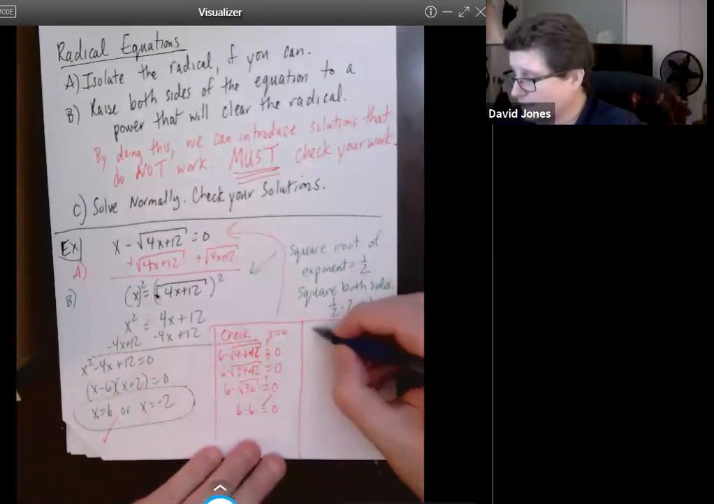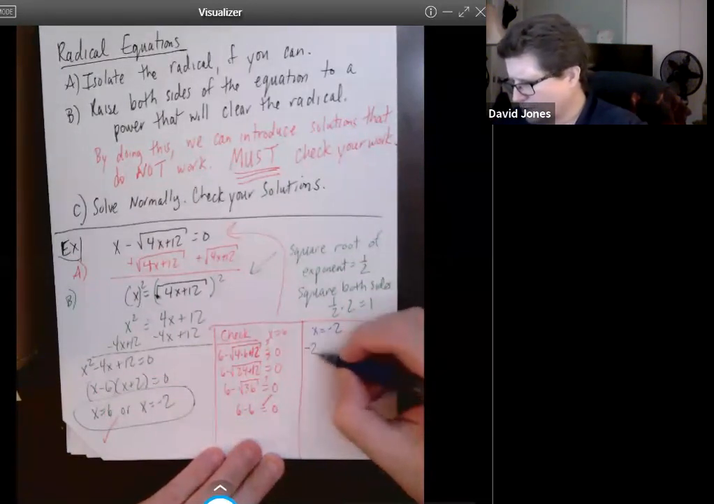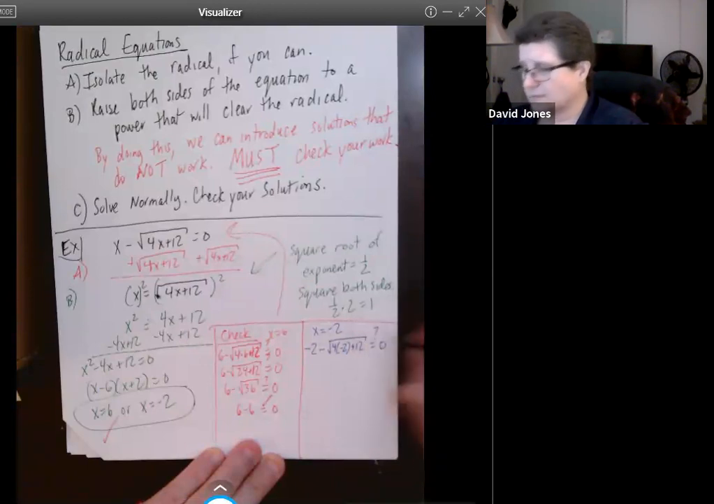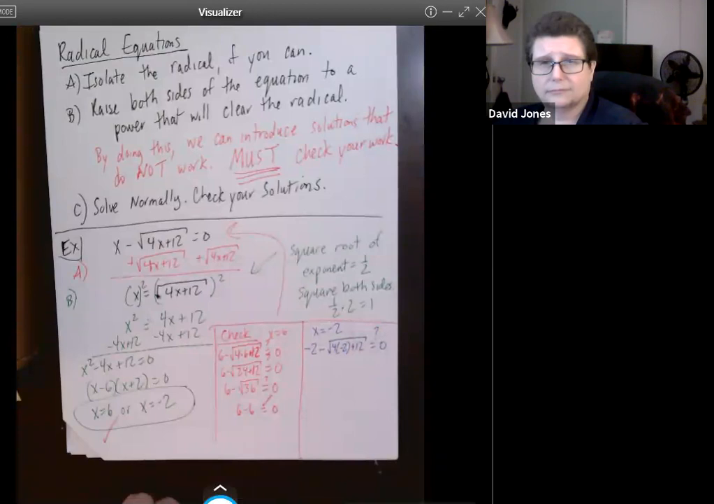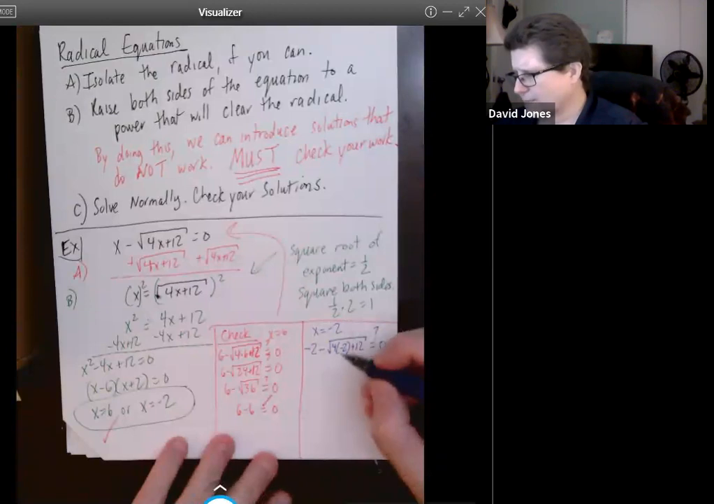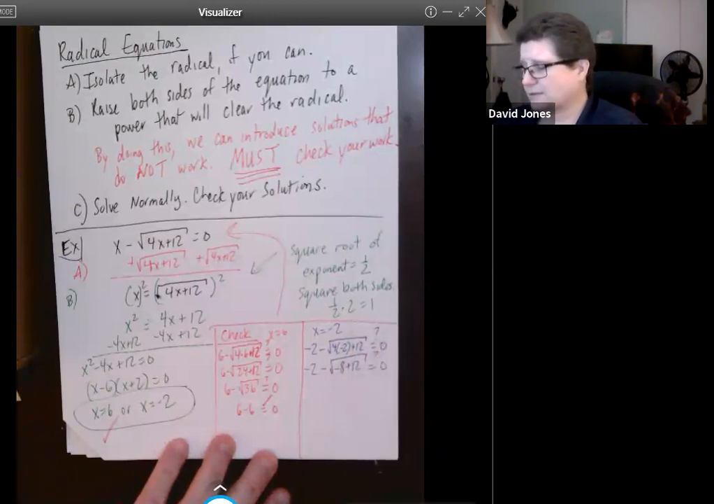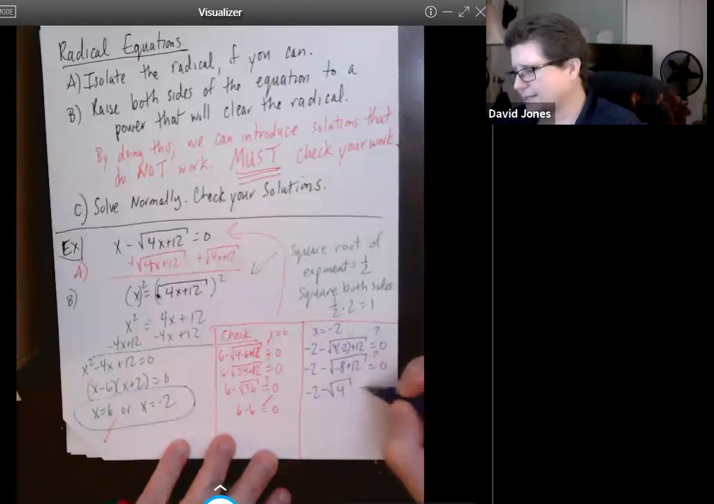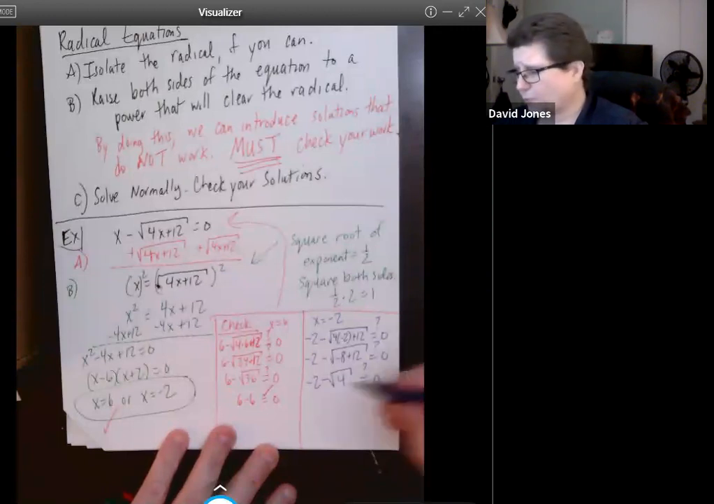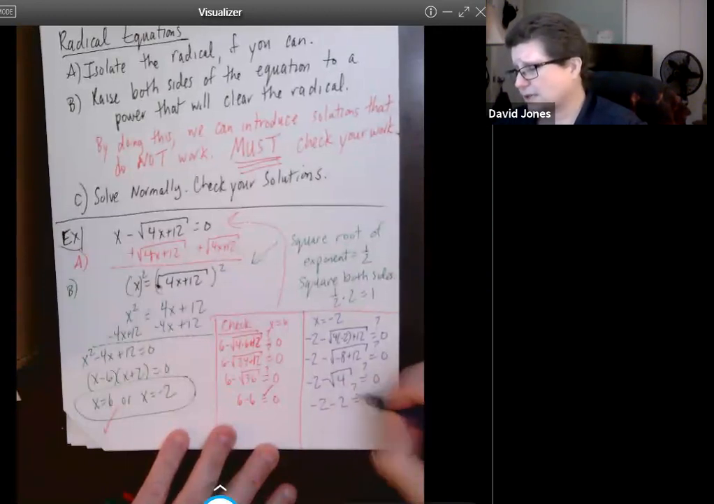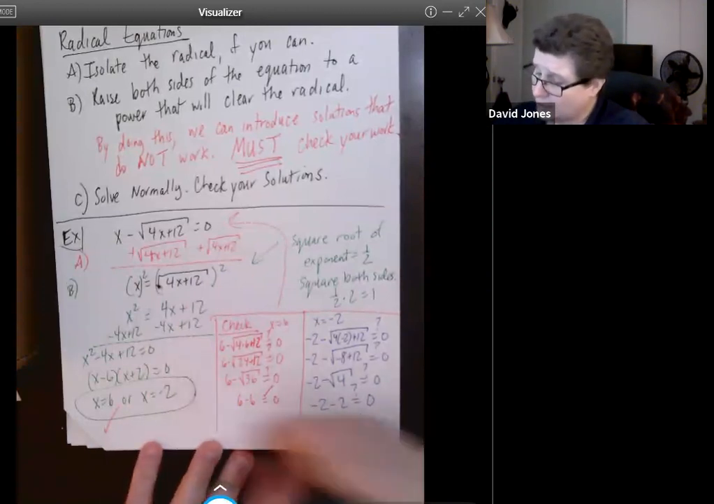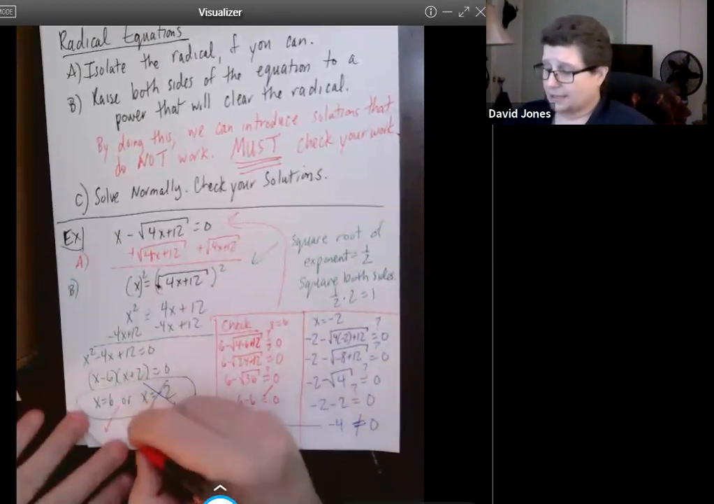Got to check the other one, x equals negative 2. I've got negative 2 minus the square root of 4 times negative 2 plus 12. Does that equal 0? Well, 4 times negative 2 is negative 8, so negative 2 minus the square root of negative 8 plus 12. Negative 8 plus 12 is 4. So negative 2 minus the square root of 4, does that equal 0? Square root of 4 is 2. So I've got negative 2 minus 2, and we get negative 4 on the left. Negative 4 does not equal 0. So x equals negative 2 doesn't work. The only answer is x equals 6.